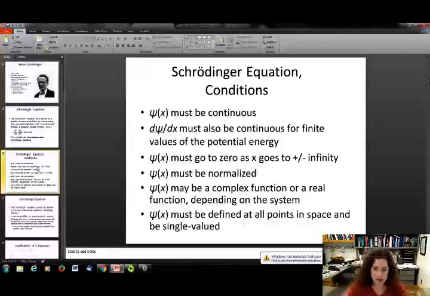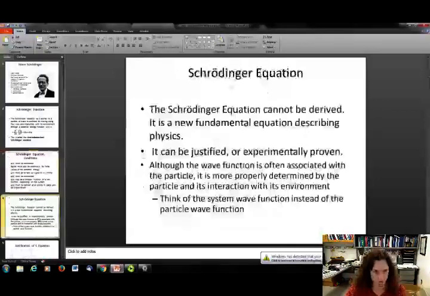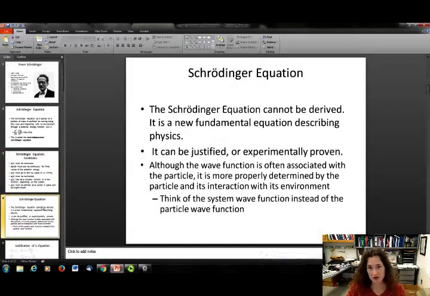So those are some of the restrictions on the wave function. Now, I should note that the Schrodinger equation is kind of like F equals ma. It's not something that you can derive from something else. It's a fundamental equation that describes new physics. Now, you can justify it in your head, and you can justify it with math. This isn't the same as deriving it, okay? It's not the same idea. And you can experimentally prove it. In fact, it's been experimentally proven time and time again.